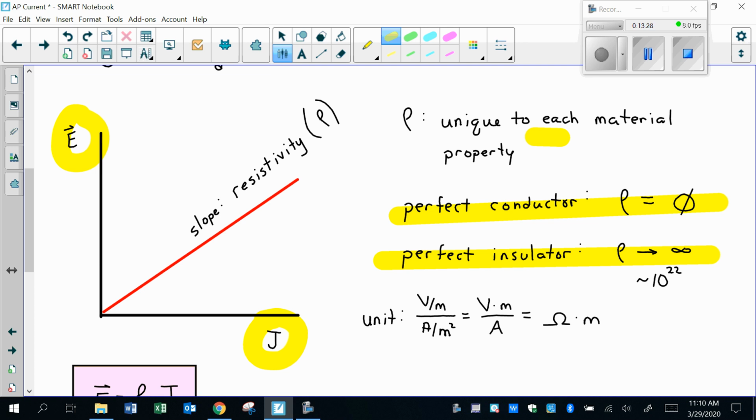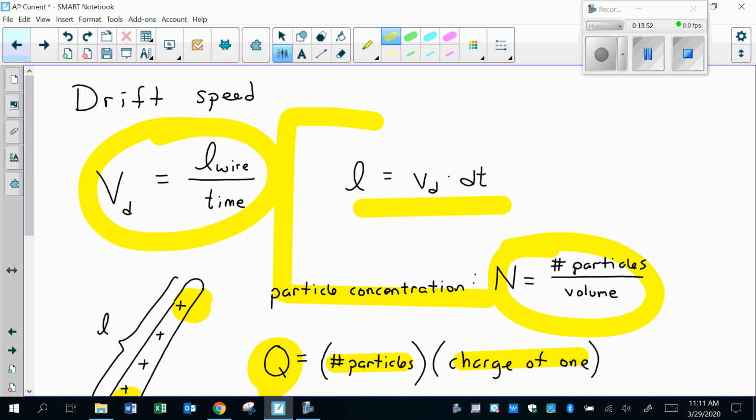So the bigger the number, the harder it is to flow through. If we look through here, it looks like I've jumped ahead and skipped something in my notes, but if I look at the units, a volt per meter is our electric field, an amp per meter squared is our current density, and so if we go through, we get a volt meter per amp.